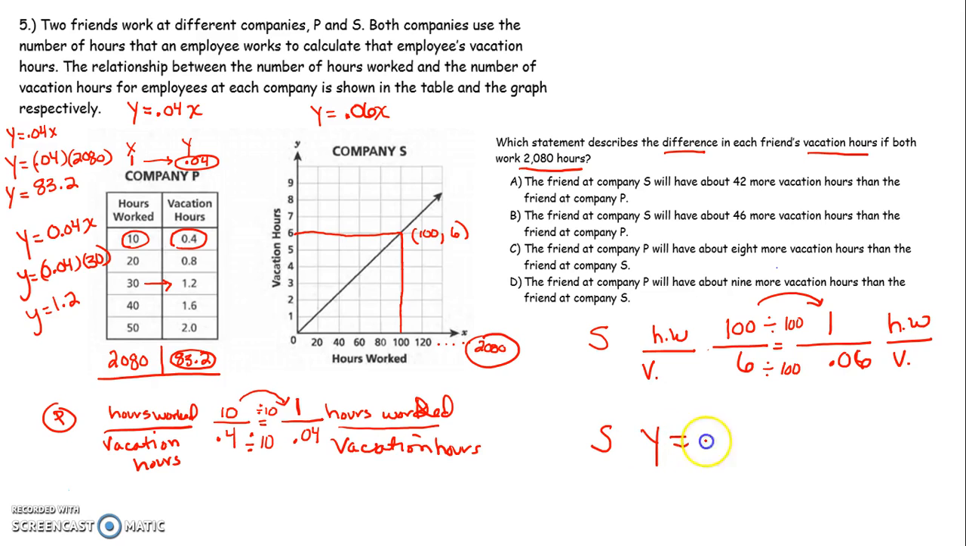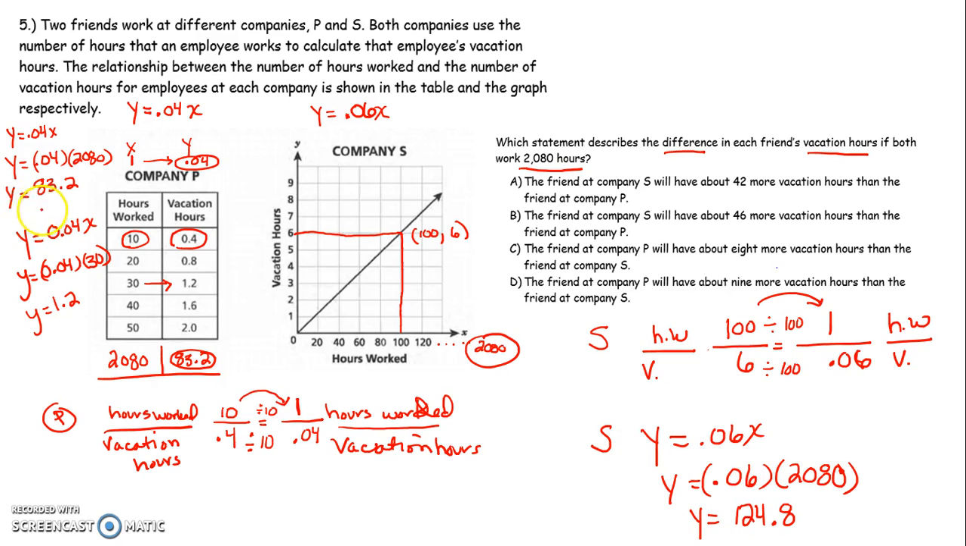I know I have y equals 0.06x. y equals 0.06 times, I care about 2,080 hours. So let's see, 0.06 times 2,080. I get 124.8. So I earn 124.8 vacation hours if I work that many hours at Company S.